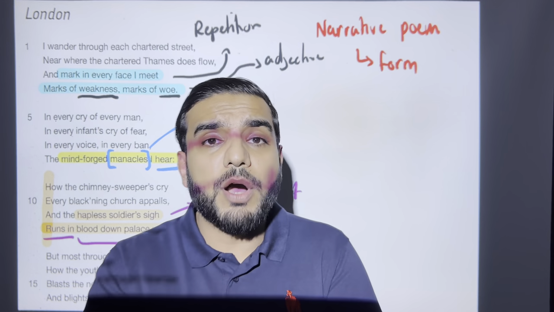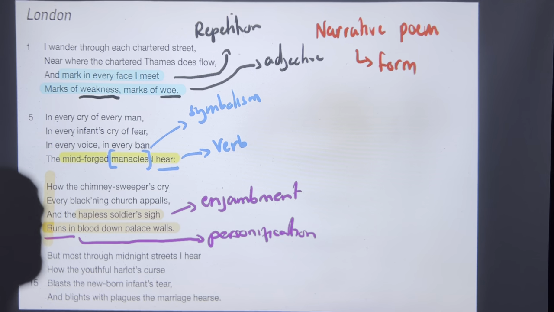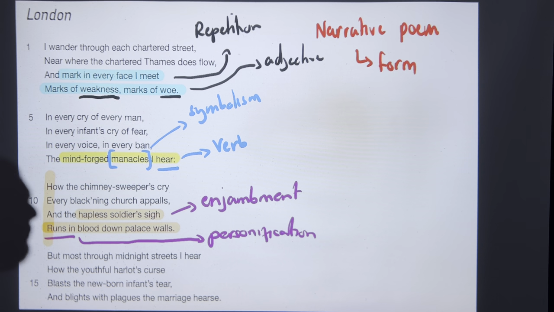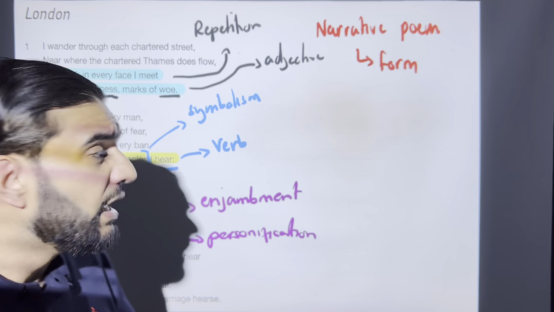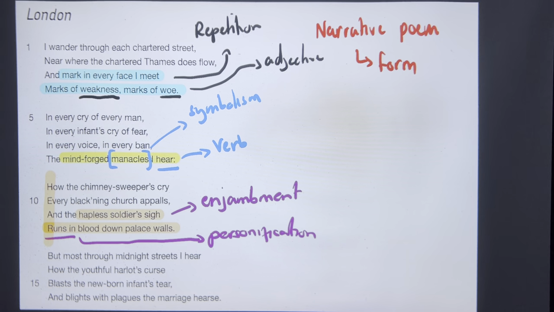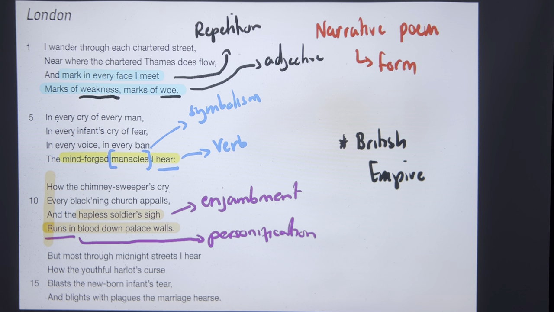Now, guys, that is the poem London. The form is a narrative. Three quotes you should learn are these three quotes. I've summarized to you briefly and very quickly what the poem is about. Now, when it comes to context, what context would you use? A good context I would use, guys, for this poem, number one, is discuss very briefly the role that the British Empire played. This is your historical context.